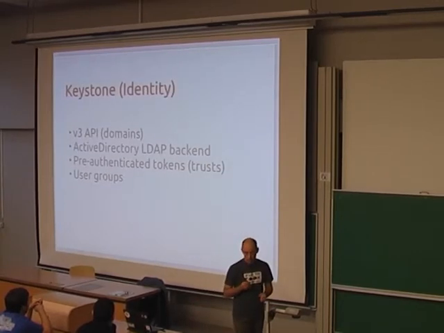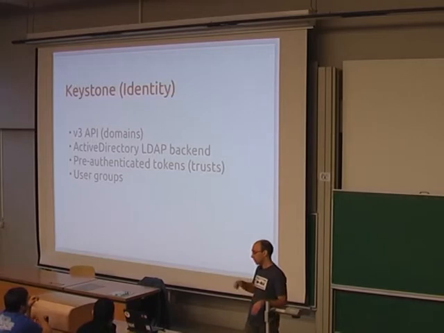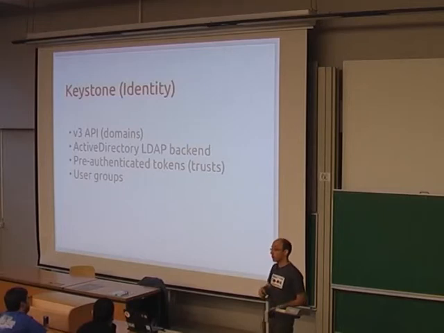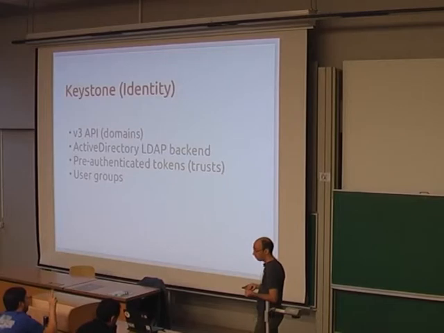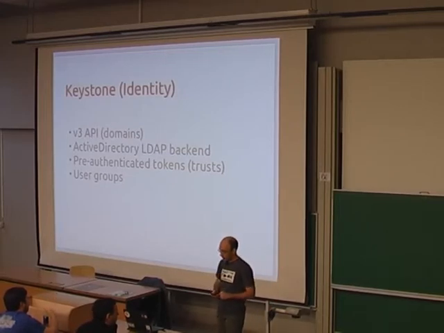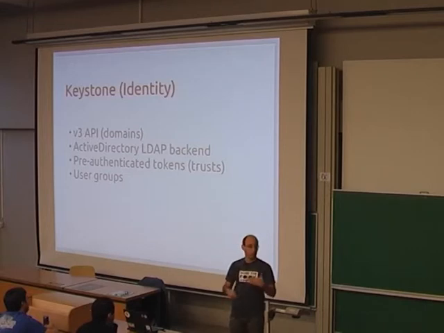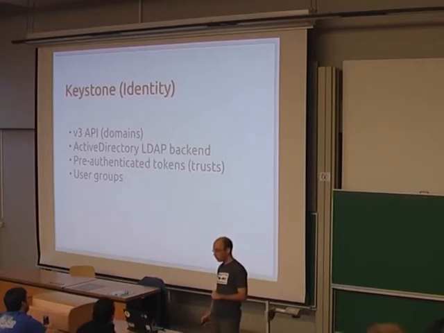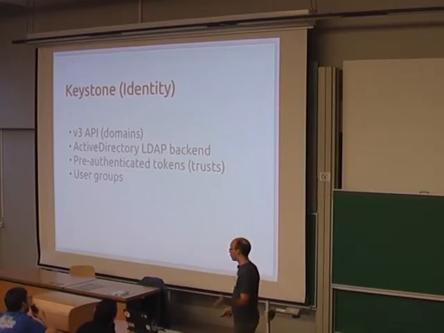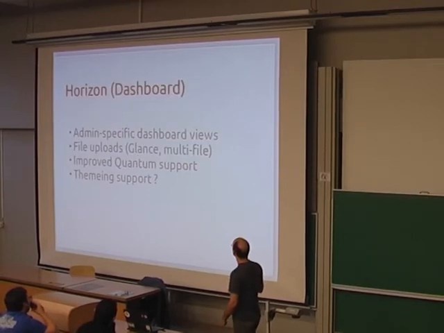Keystone, they introduced a new version of their API, which adds the notion of domains. They added an Active Directory LDAP backend to store the credentials. They support pre-authenticated tokens, the ability to generate tokens that will be valid for an action in the future, and user groups, which are like user groups.